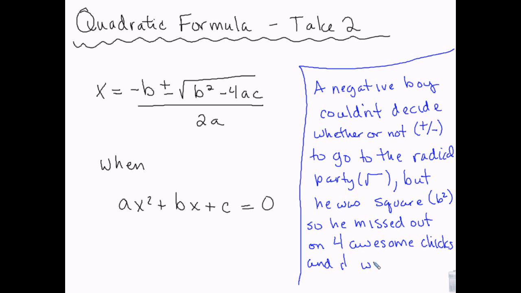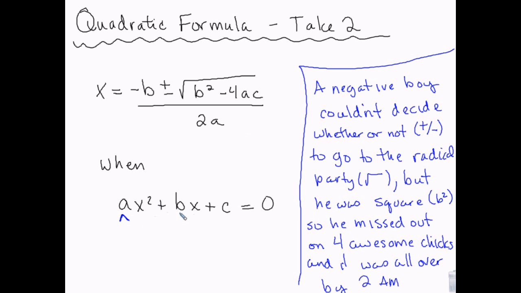And it was all over by 2 a.m. Okay, so negative boy couldn't decide whether or not to go to the radical party, but he was square. So he missed out on 4 awesome chicks, and it was all over by 2 a.m. Okay.